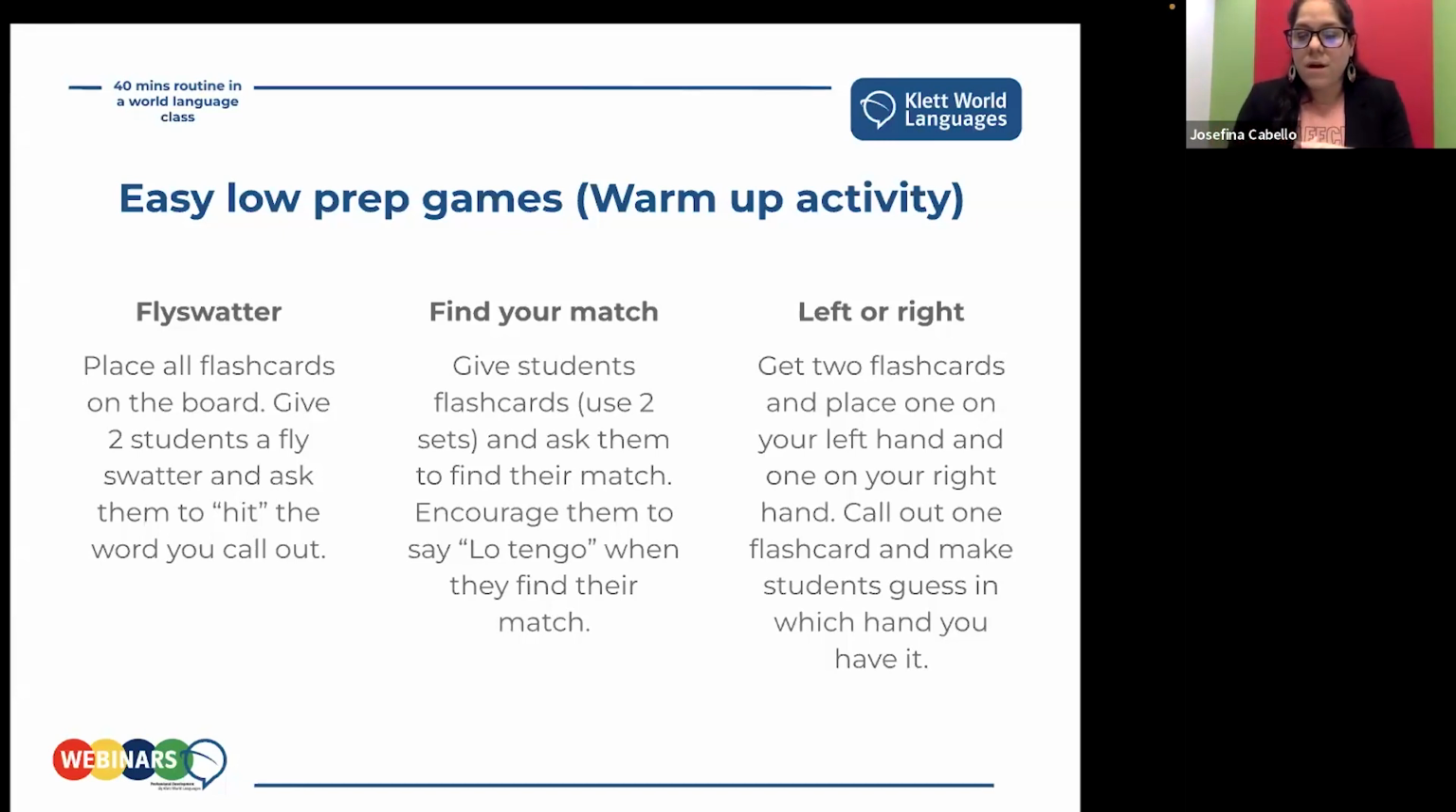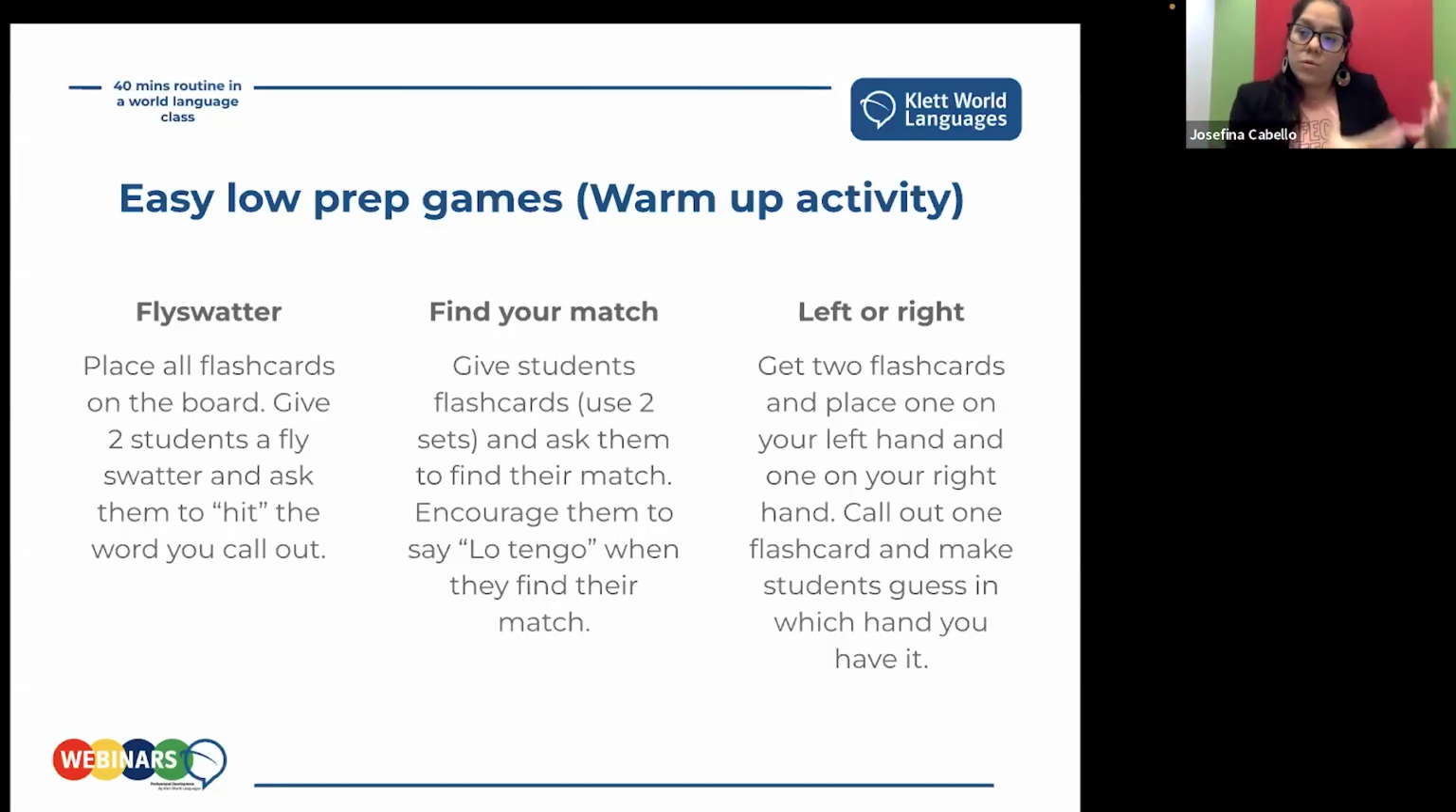Like if we're talking about clothes, you're going to say, where is the pink skirt? And your students are going to find the pink skirt. If your students are talking about fruit, where is the red apple? So they're going to find the red apple. So it's important to have those words in context.